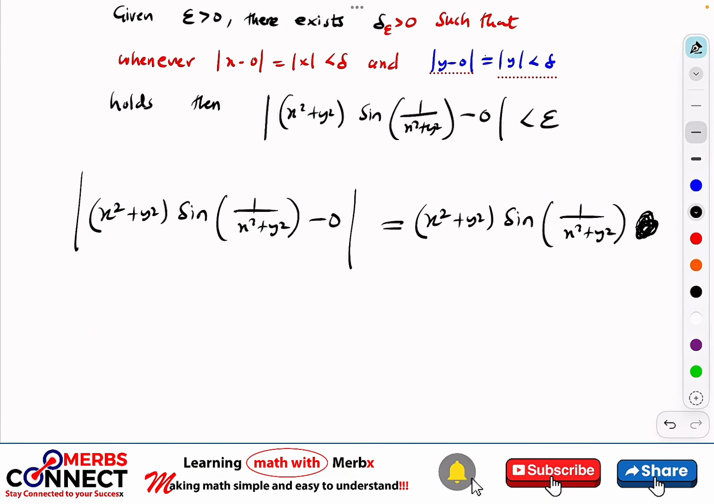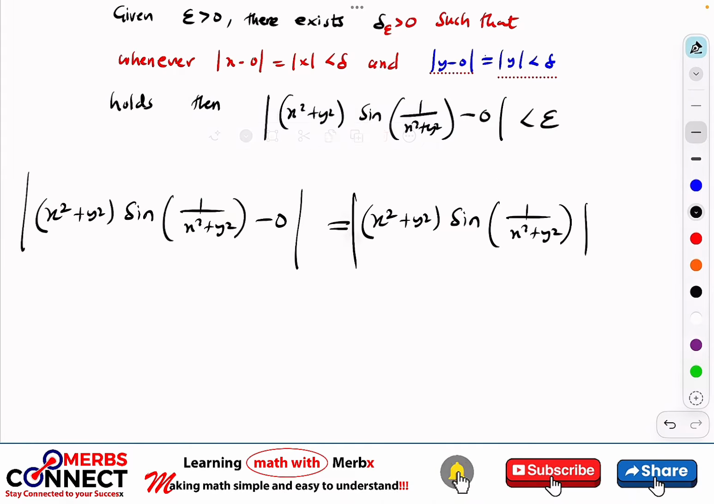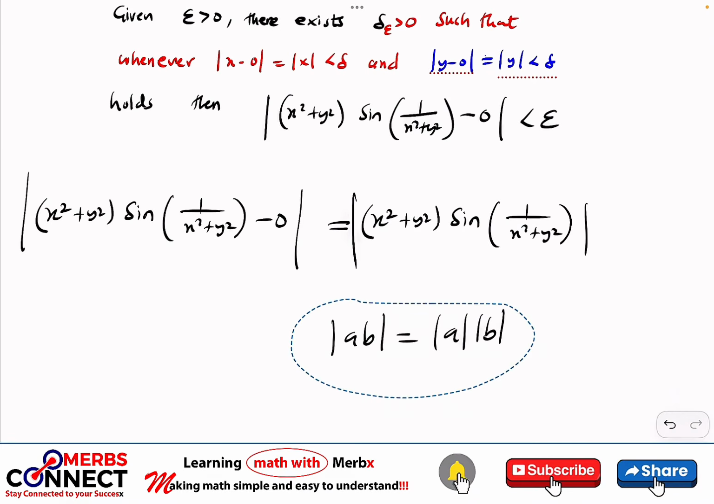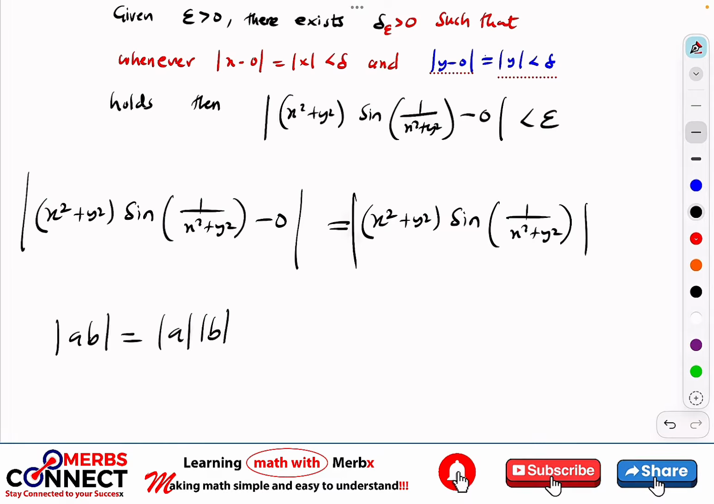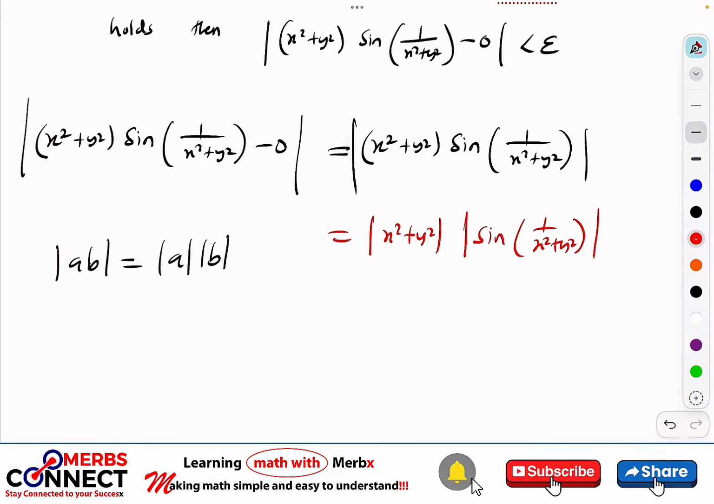So when I subtract the 0, I still have this one here. Now, remember that if I have absolute of AB, this is the same as absolute of A times absolute of B. So if this is true, then I can write this one as this. This is the same as absolute of x squared plus y squared, times absolute of sine of 1 over x squared plus y squared. Nice. Now we know that sine is bounded by minus 1 and 1.